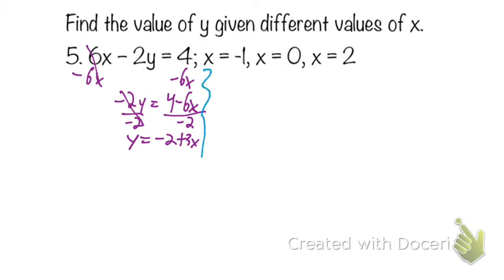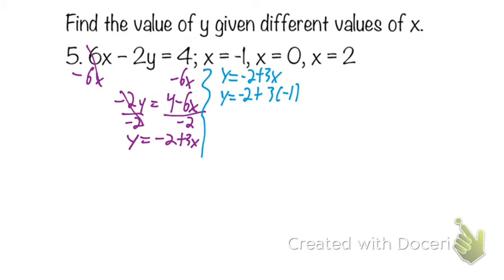So when x is negative 1, I'm going to take this equation, y equals negative 2 plus 3x, so when we just solved for y, and I'm going to plug in negative 1 for x. Because we're asked to figure it out with these different values of x, and that's my first one. Jace, put that down, please. y equals negative 2 plus 3 times negative 1. So we're asked to find out what y is when x is negative 1, so we're going to do that now.